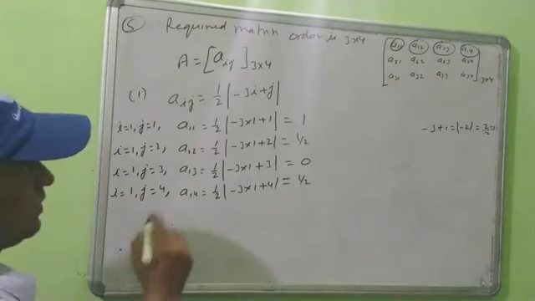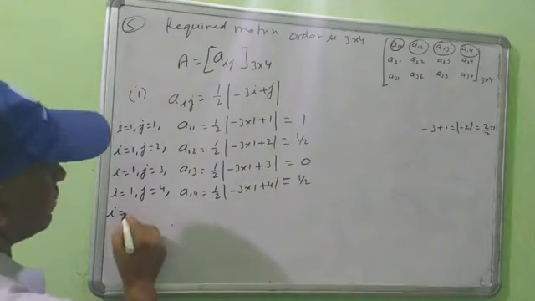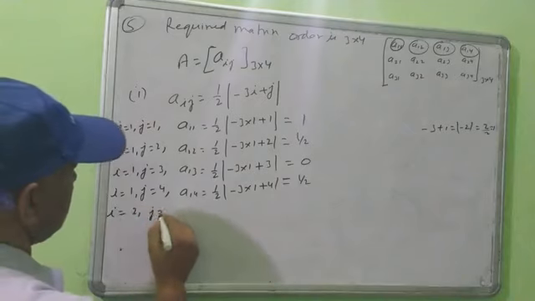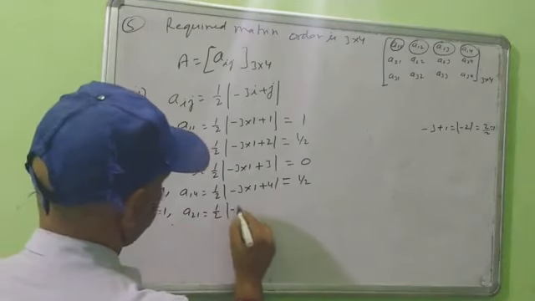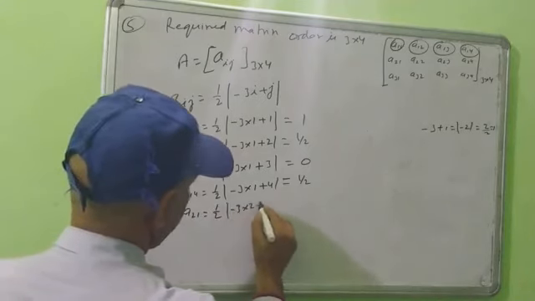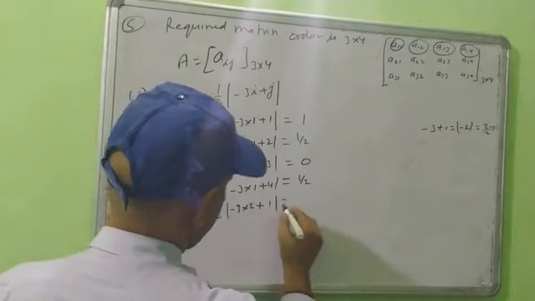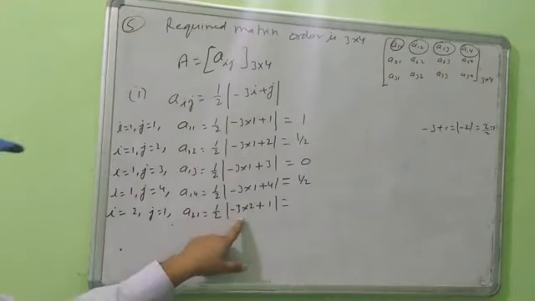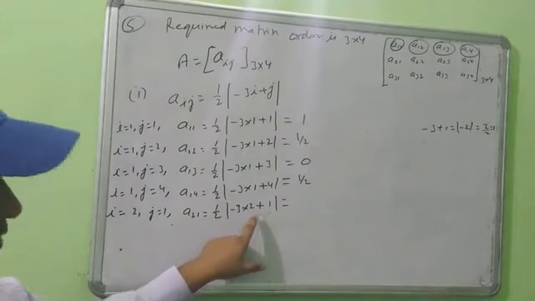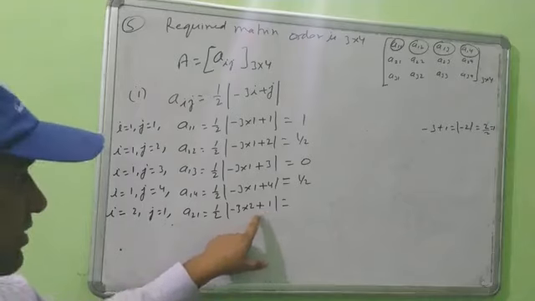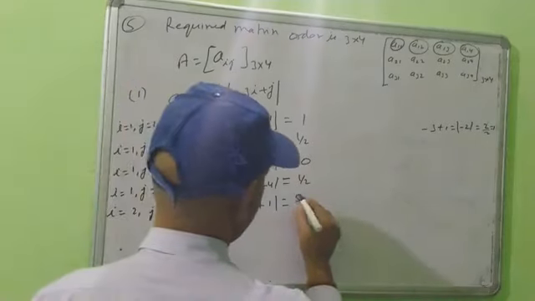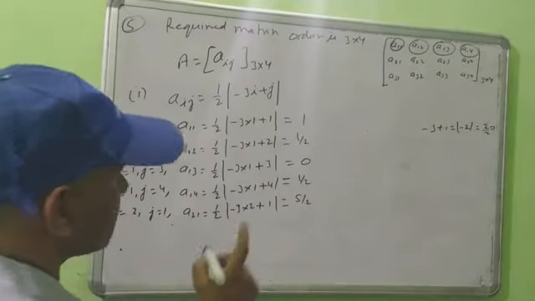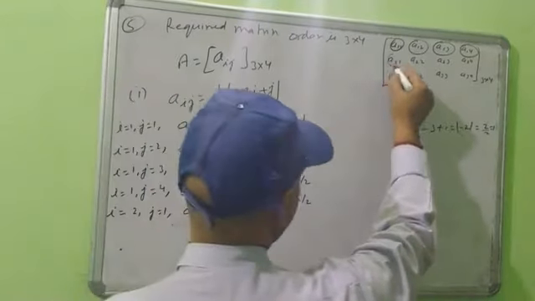So now, i equal to 2 and j equal to 1. It means a21: 1 by 2 mod, 3 into 2 plus 1. So 3 into 2 is 6, minus 6 plus 1, minus 5. With the mod sign, it becomes plus 5, so 5 by 2. Next, this one's work is complete.